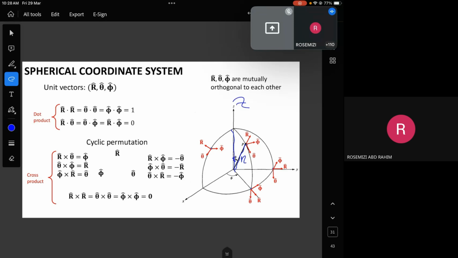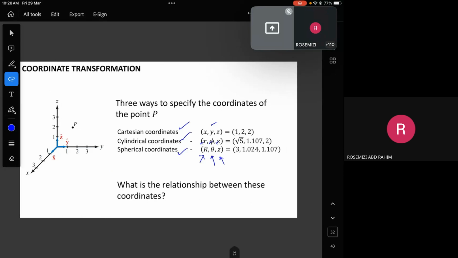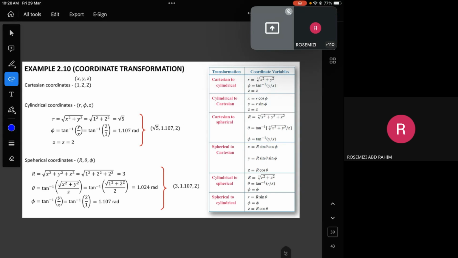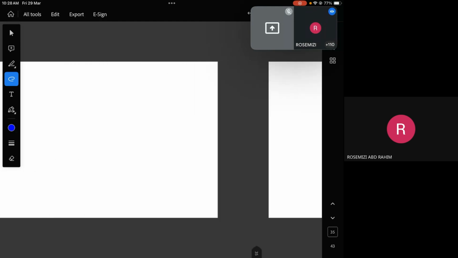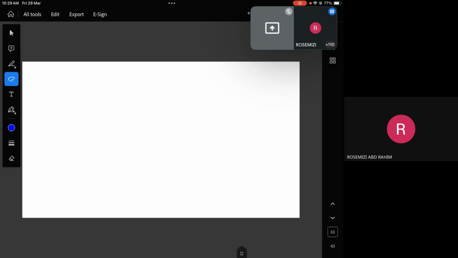Theta is the angle. R is the radial and Z is, oh sorry, it's not Z. Okay, Z is the point on the Z axis, the value of the Z axis. This is our Z, X, and Y axis.